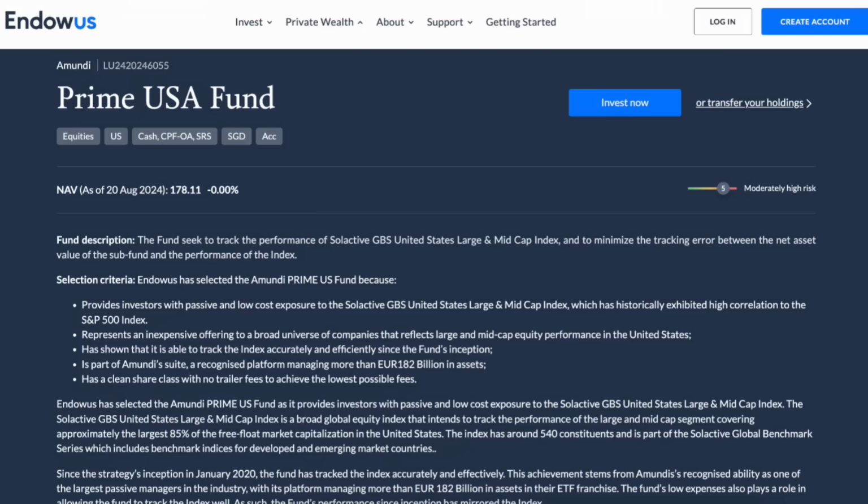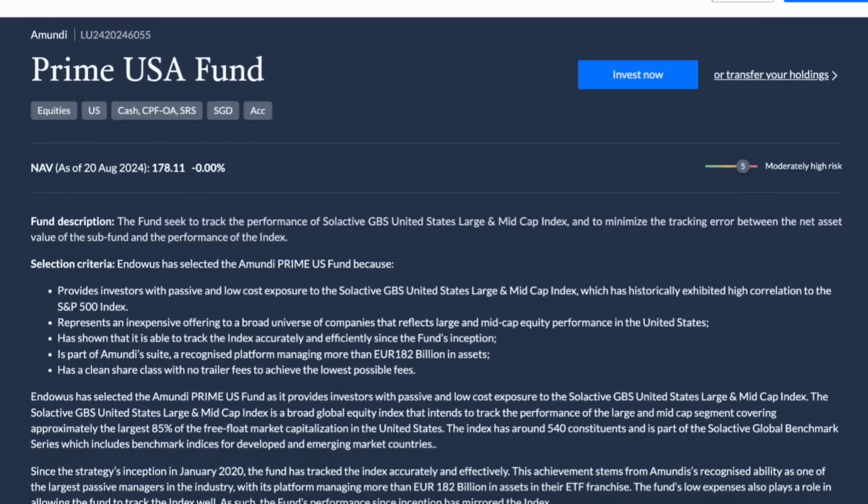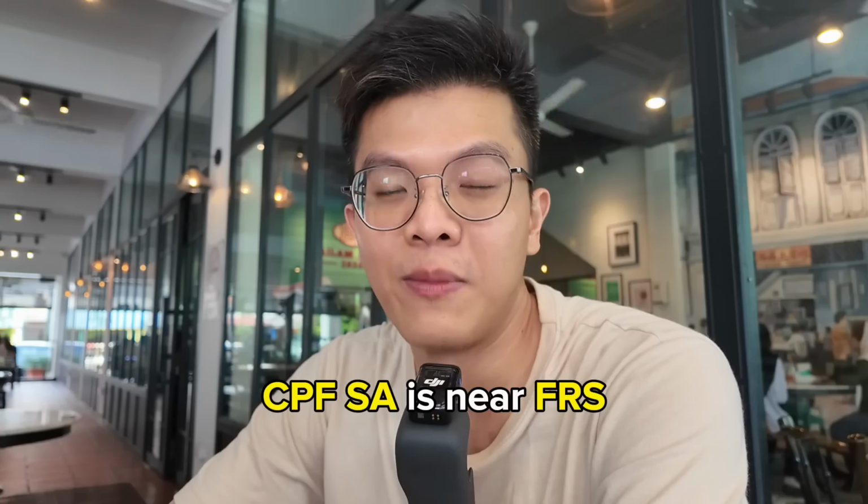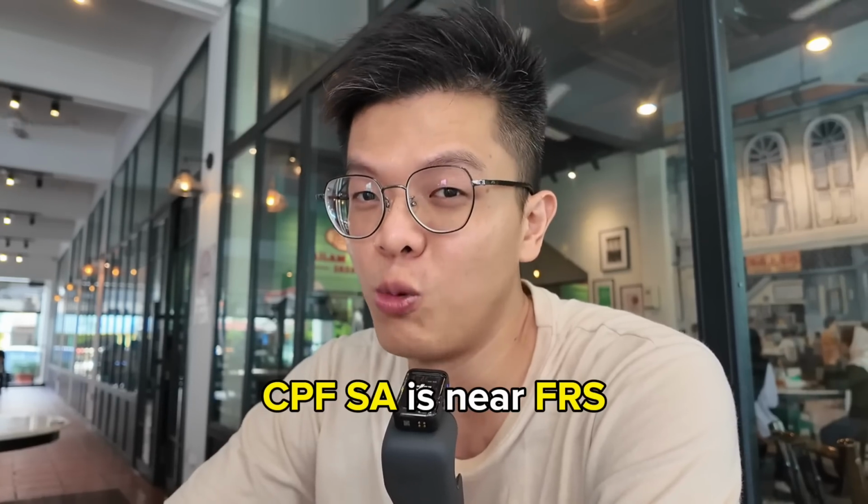And my very own strategy of investing with my CPF OA is through endowment, and I'm buying this fund called Money Prime USA fund, which tracks the top US companies listed in the stock exchange. So if you ask me, is it a good idea to use your CPF OA to invest? I only feel that it is a good idea when you're near the full retirement sum in your SA because your opportunity cost will be reduced. Otherwise, you're fighting very hard to gain a 4% per annum return when your SA is giving you 4% interest in a very low risk environment.